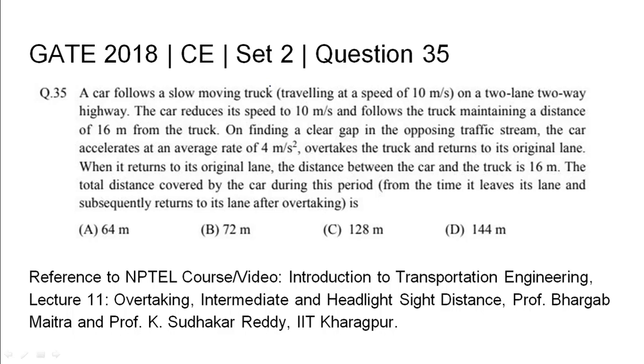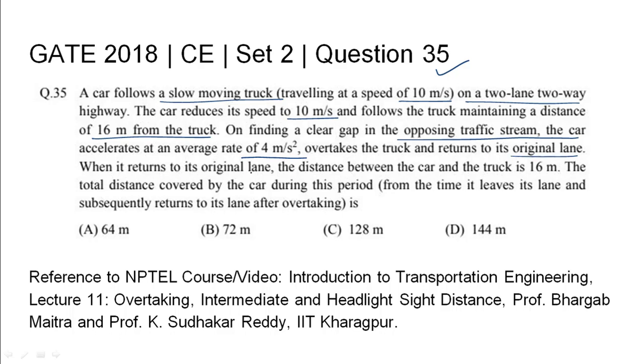GATE 2018 Civil Engineering Set 2 Question 35. A car follows a slow moving truck traveling at a speed of 10 meter per second on a two-lane two-way highway. The car reduces its speed to 10 meter per second and follows the truck, maintaining a distance of 16 meter from the truck. On finding a clear gap in the opposing traffic stream, the car accelerates at an average rate of 4 meter per second square, overtakes the truck and returns to its original lane.